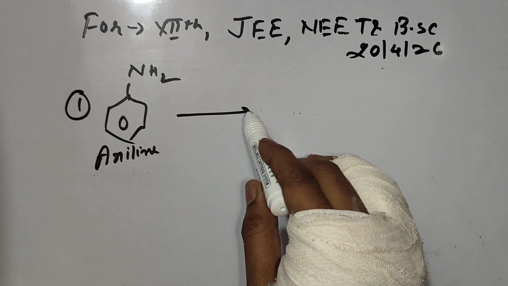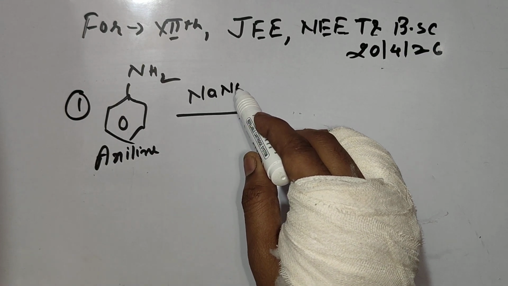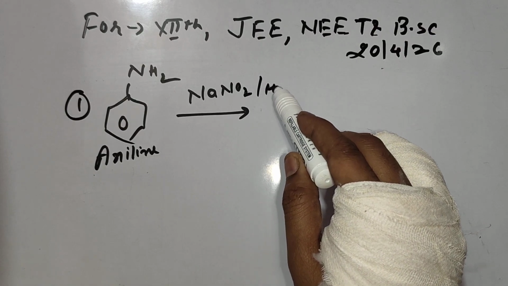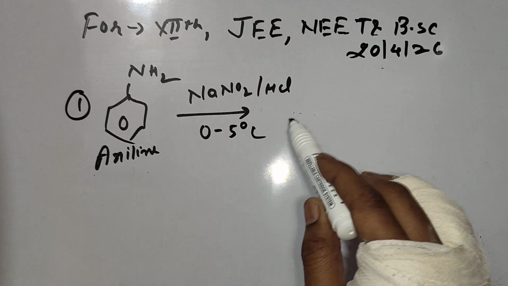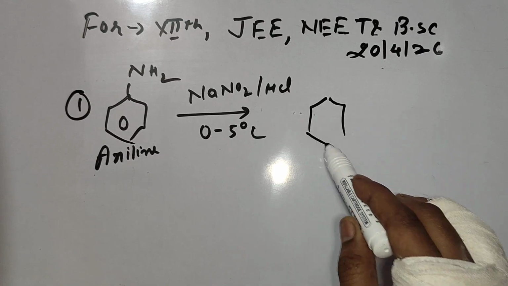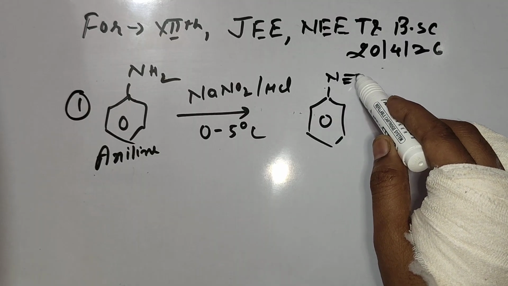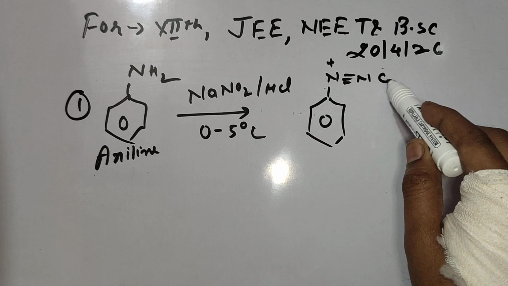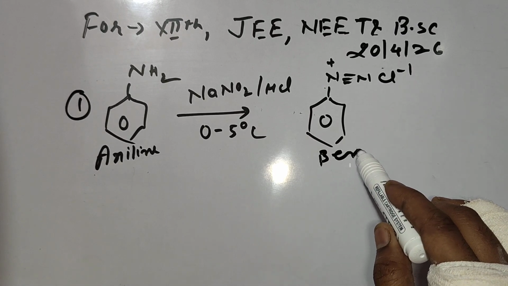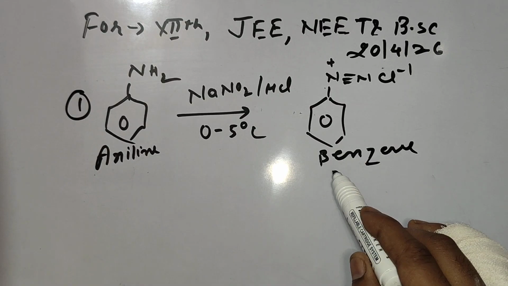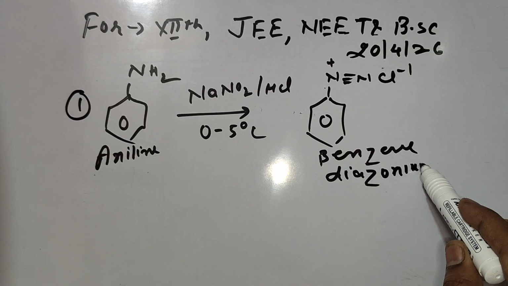Now, firstly, we are going to react it with the mixture of sodium nitrite salt with hydrochloric acid under the temperature of 0 to 5 degrees Celsius, which will give us a highly unstable compound, which I have already discussed with you, that is benzene diazonium chloride.